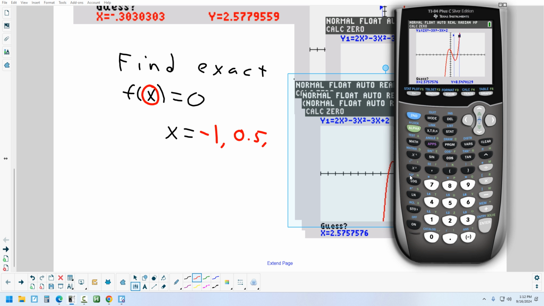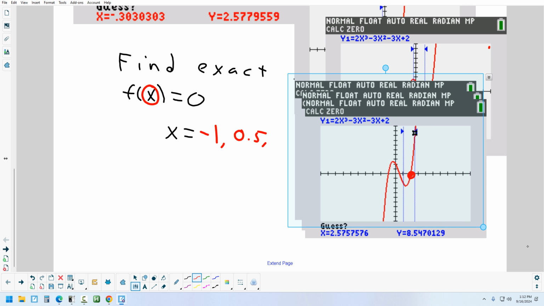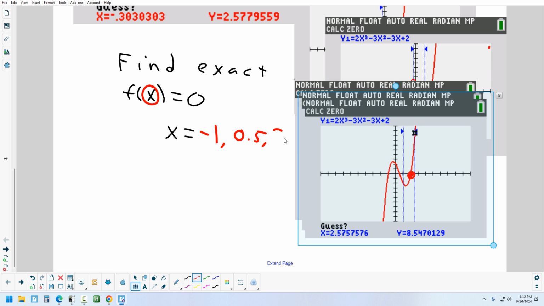So again, the guess doesn't matter. You can put it kind of close if you want to. But it says the 0 is at 2. And that's pretty much what it looked like, just kind of looking at it by eye.